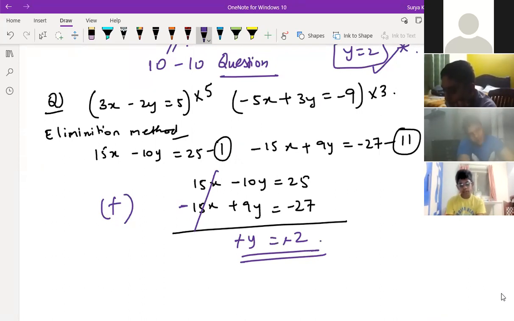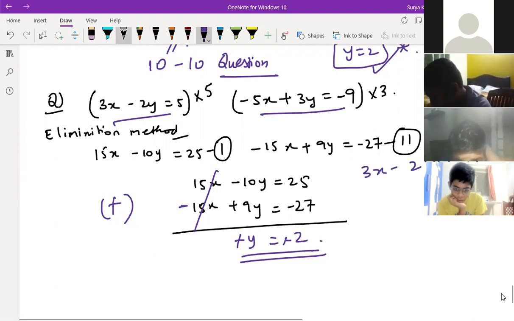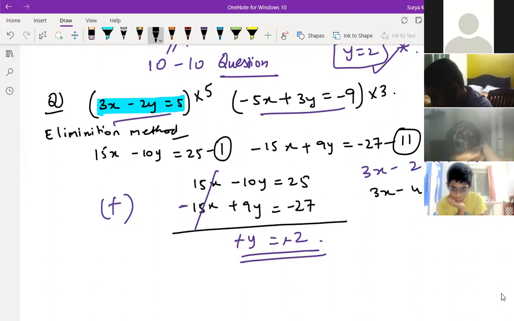This y value, your wish, you put either in this equation or this equation, you'll get the answer. Put it in the easier equation, anywhere, your wish. So in that case, we'll get the value of x. So 3x minus 2 into 2 is equal to 5. I'm putting it in this equation. Okay, children. So this becomes 3x minus 4 is equal to 5. 3x is equal to 9, x is equal to 3.